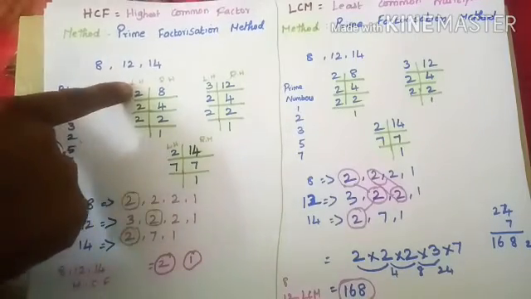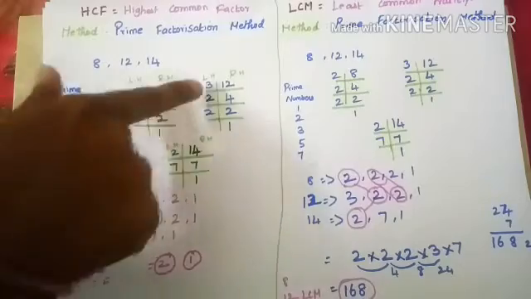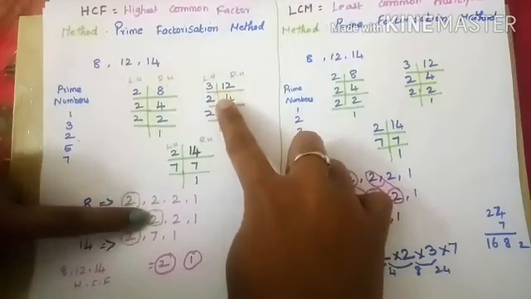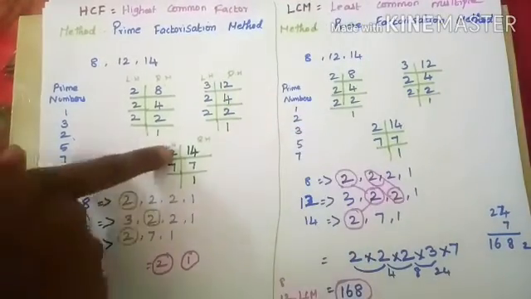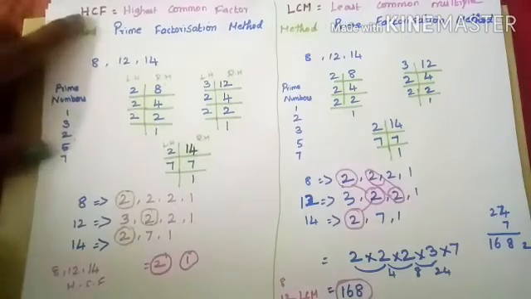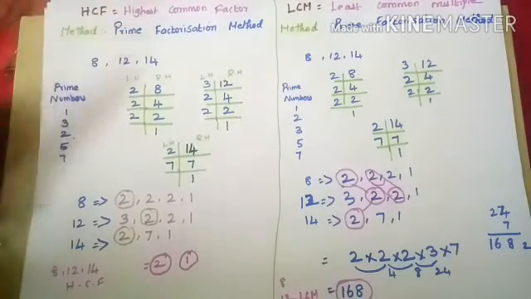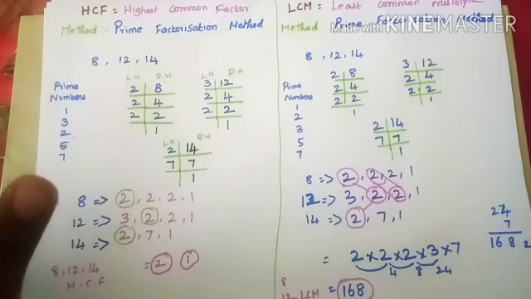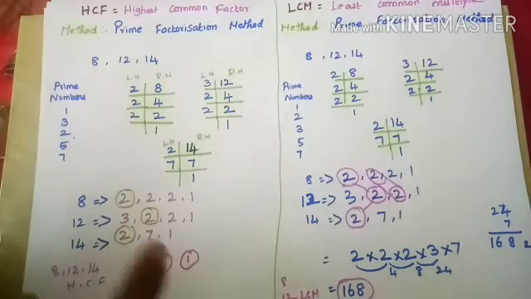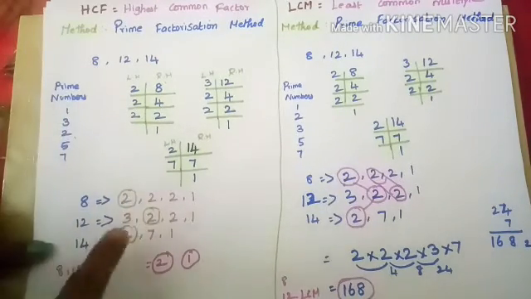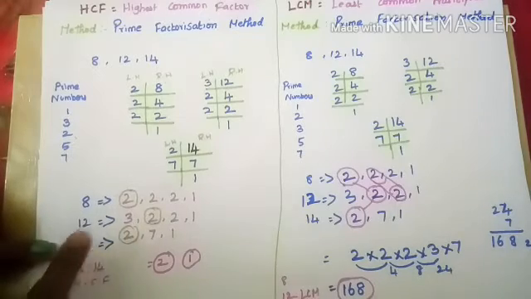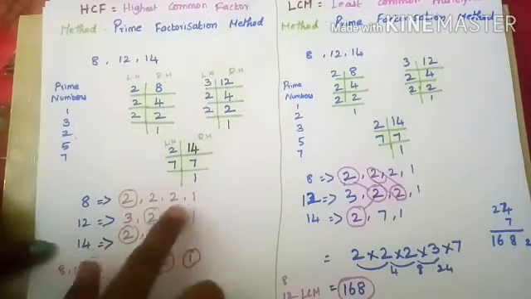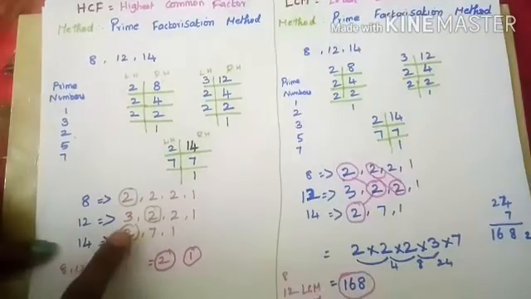So now we are going to write the numbers. What are the numbers? For 8: 2, 2 and 2. Second, 12. What are the numbers? 3, 2 and 2. Next 14: 2 and 7. So HCF means highest common factor, right? So which number is commonly present in the 3 numbers? That is the common factor number. So 2 is the only number present in 8, 12 and 14. So 2 is the common factor of the numbers. We do not consider the other numbers. So this is the HCF method.